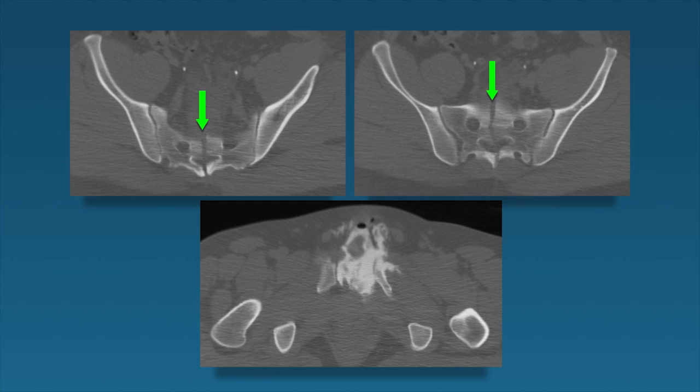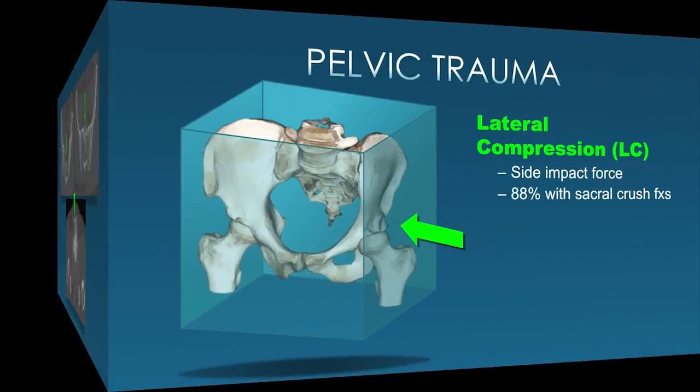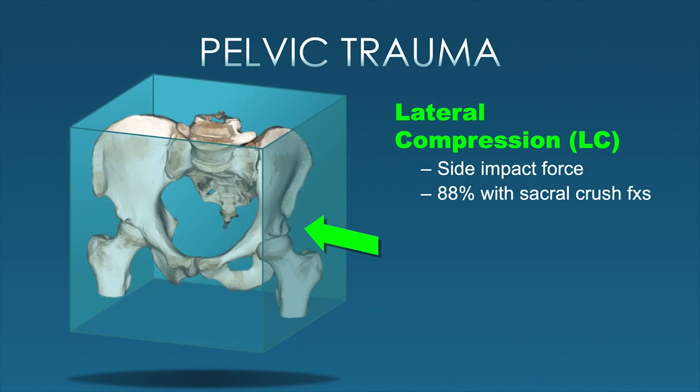Now we'll move to lateral compression. So we have a side impact force. The vast majority of these patients are going to have a crush injury to their sacrum, which is going to separate this injury and make it easier to distinguish between an anterior-posterior compression.